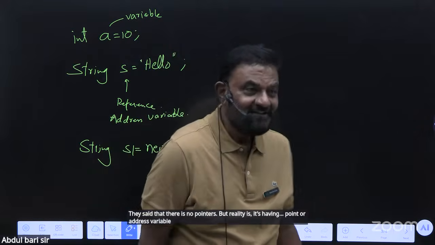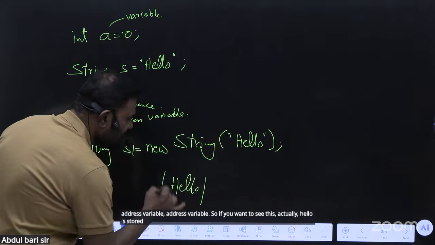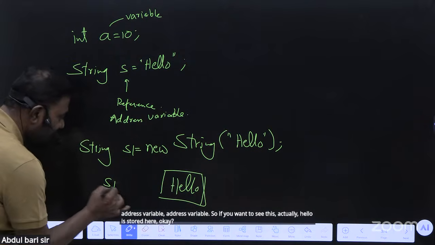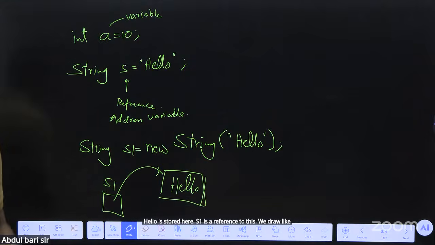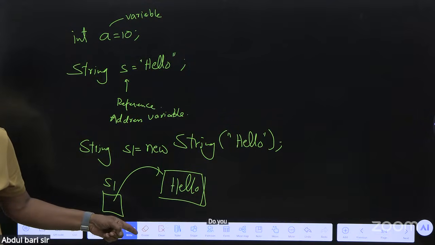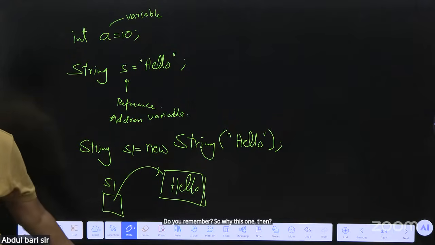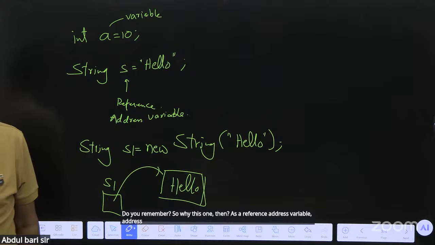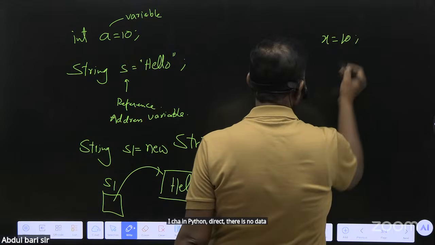Address variable. So if you want to see this, actually hello is stored here. S1 is a reference to this. We draw like this. If you have learned Java, you draw it like this picture. Do you remember? So why this one then? It's a reference, an address variable. Acha, in Python, directly, there is no data type, nothing. You can write like this.